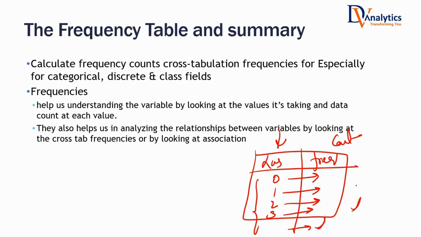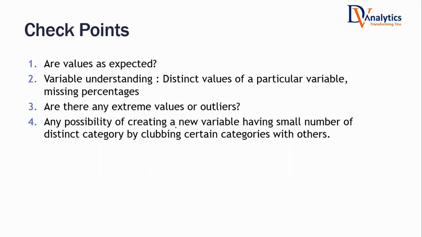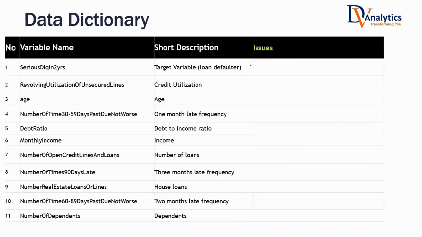So how do you explore discrete or categorical variables? By looking at the frequency table, or you can also draw a bar chart and all that. That is not required; a frequency table should be fine. You can use a package called seaborn and then say sns.countplot, then mention the variable name. You will be able to see the plot. Otherwise, you can also see the frequency charts. So go ahead for these variables: serious delinquency, age, number of times 1 month late, number of loans. For all these variables, draw the frequency charts and let me know if you find any issues. One by one, keep on drawing. I'll also do that along with you.